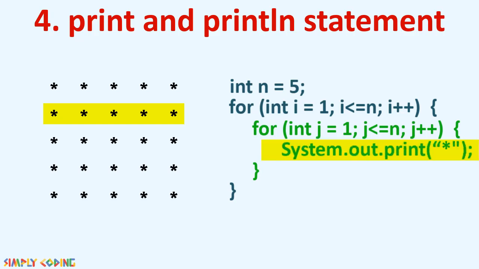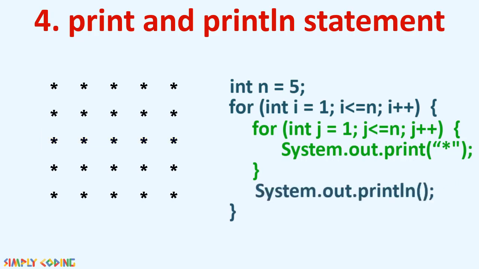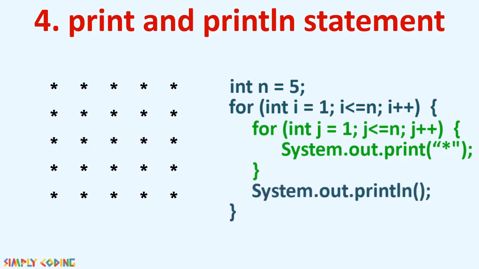What we want is 5 stars in same rows and then it should go to next line. Means this loop will continue to have print statement, and only after this whole row is printed, or the whole loop is executed, we want to go to next line. So we will insert a println statement as the last statement of the outside loop.